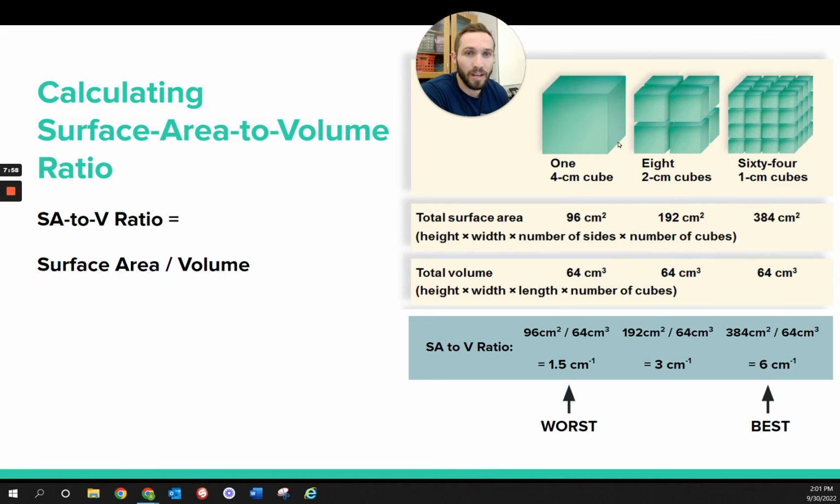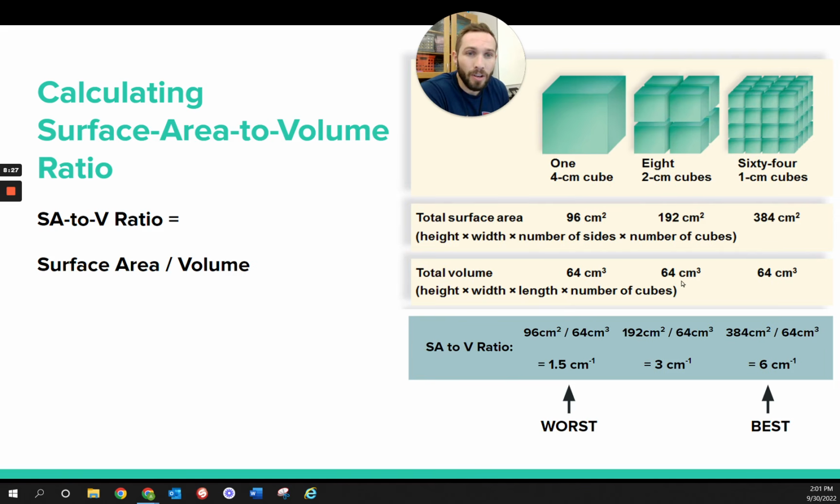So if this is just one cube and you add up all the surfaces, it's going to have a certain surface area. They already did the math for you, so don't worry about it yet. But this is the surface area, and this is the volume. If you do 4 times 4 times 4, this is the volume. And then if you do 4 times 4, which is 16, that's the area of this surface, and then you would multiply it by 6 surfaces. Anyway, you get 96.